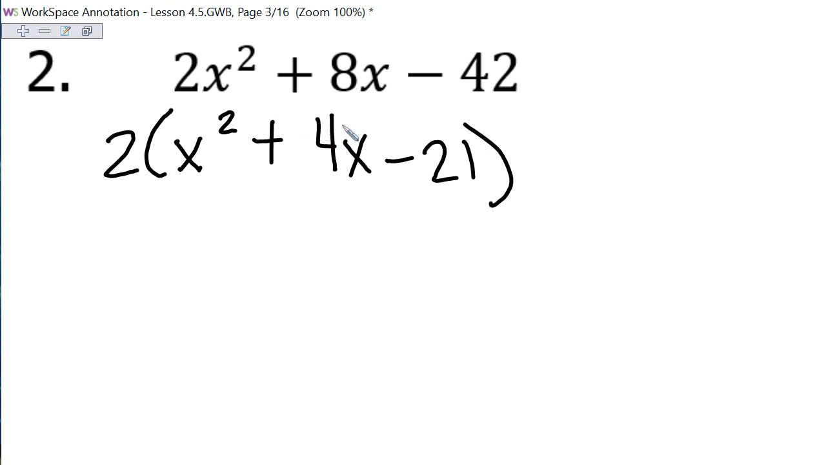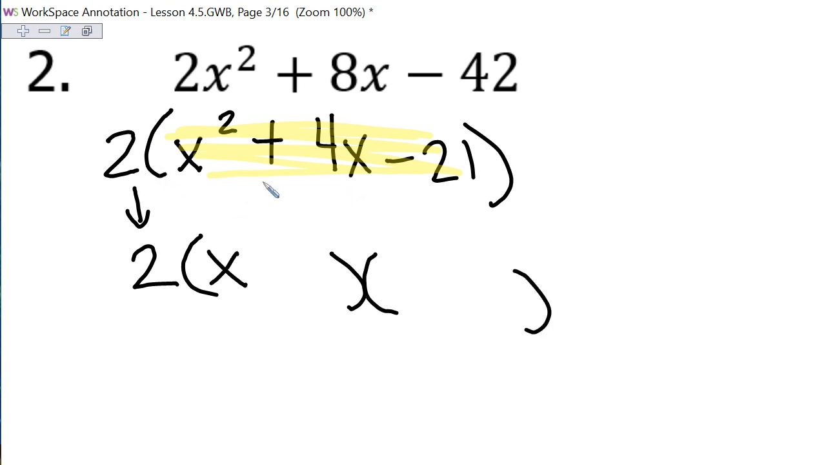-21. Now, inside the parentheses, we have a 1x squared, so we're going to factor it. Now the GCF, bring it down, that needs to be your first answer. Now we're going to factor the trinomial, and I know that x times x will give me the x squared. And I'm looking for two numbers that multiply to what? -21. In order to multiply and get a negative, what does that tell me about one of the factors? One of them has to be negative.